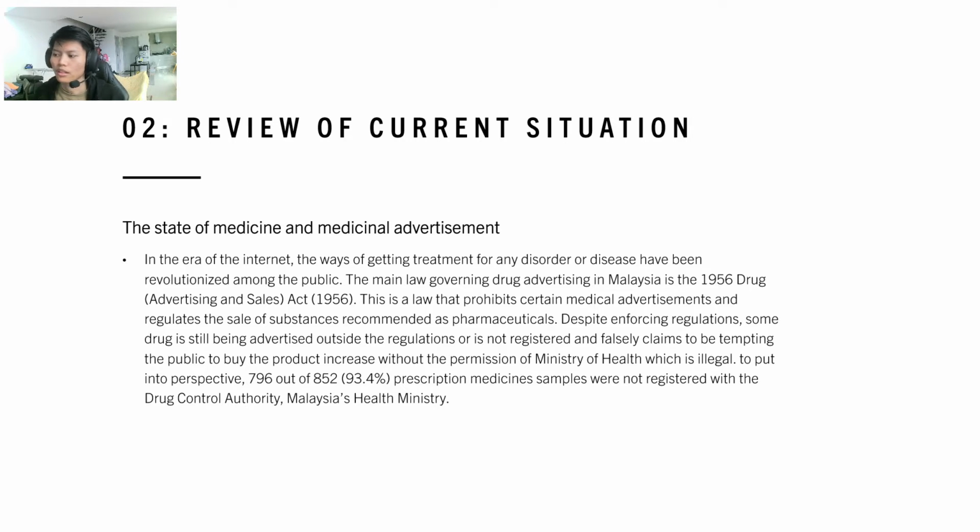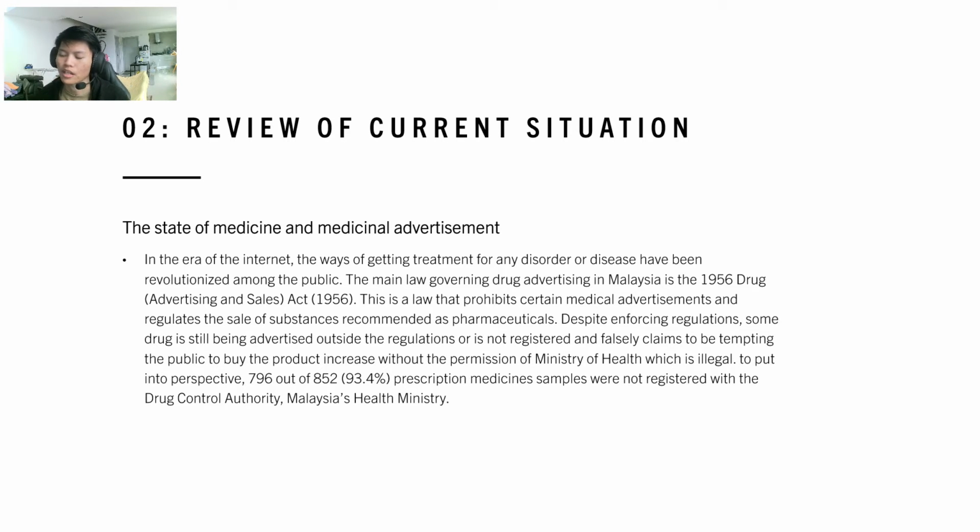So now the main law governing drug advertising in Malaysia is the Medicines (Advertisement and Sale) Act 1956. This is a law that prohibits certain medical advertisements and regulates the sale of substances recommended as pharmaceuticals. Despite enforcing regulations, some drugs are still being advertised outside the regulation, or are not registered and falsely claim to be effective, tempting the public to buy the product. So these are the rules and regulations that are set to govern medicinal advertisement, which is also under the Ministry of Health.